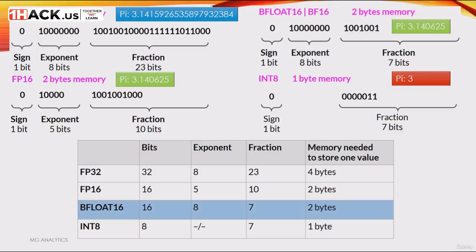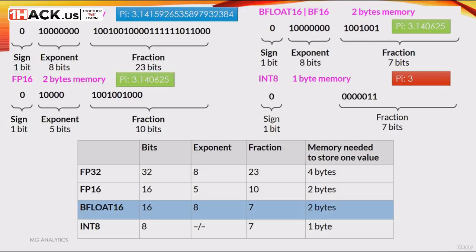So if you see here, we have this floating point 32 data. Initially, each and every parameter was floating point 32, and it was taking 4 bytes of memory. While taking these 4 bytes of memory, it was capable of saving this pi value with up to 23 bits in the fraction itself.